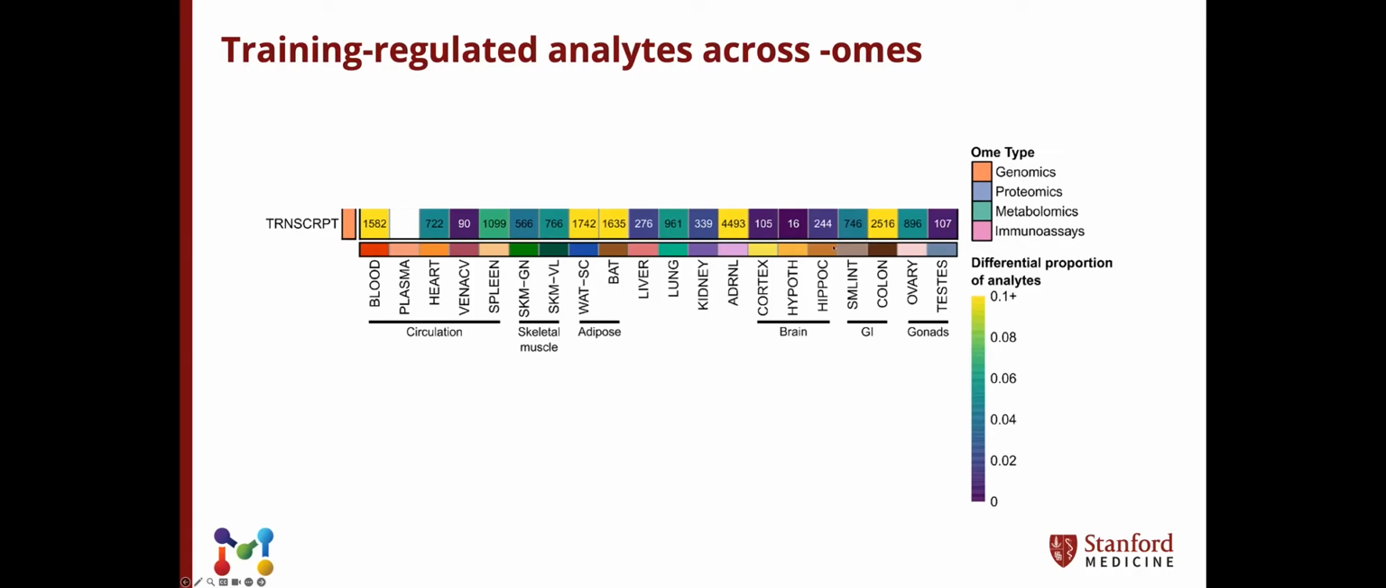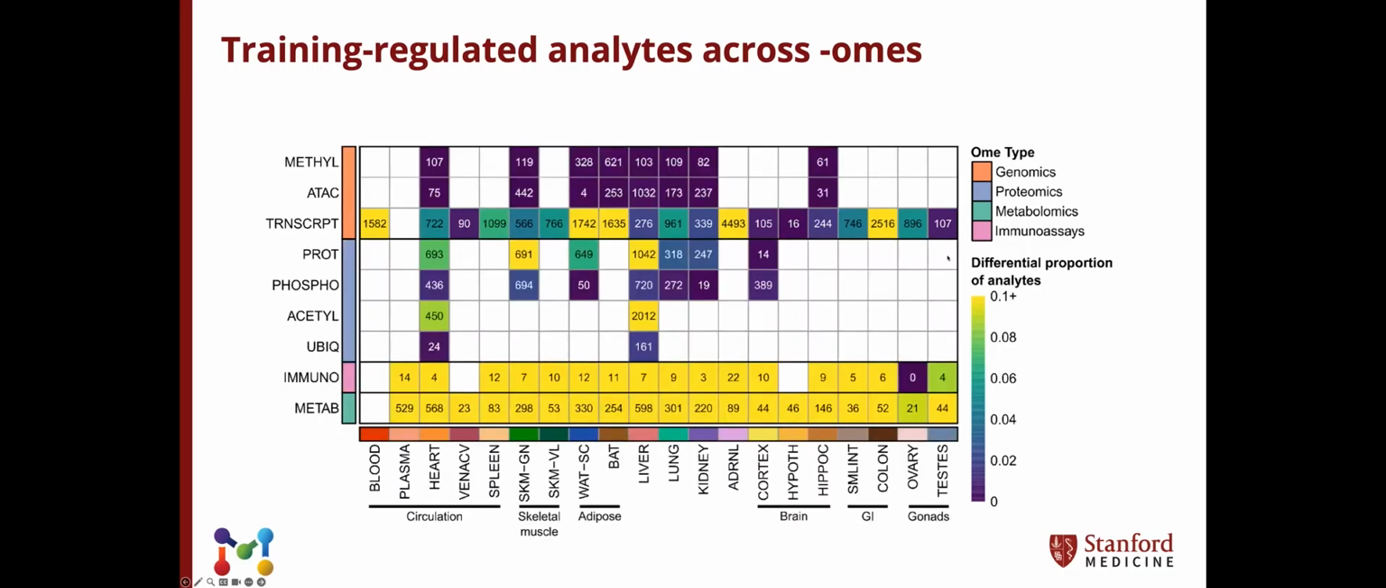transcripts in this case. So we can see the greatest transcriptional response was seen in the adrenal gland and the colon, which was somewhat unexpected. But we see changes across pretty much all tissues. And if we expand this to all omes, the white squares here represent that there is no data for that particular time point.